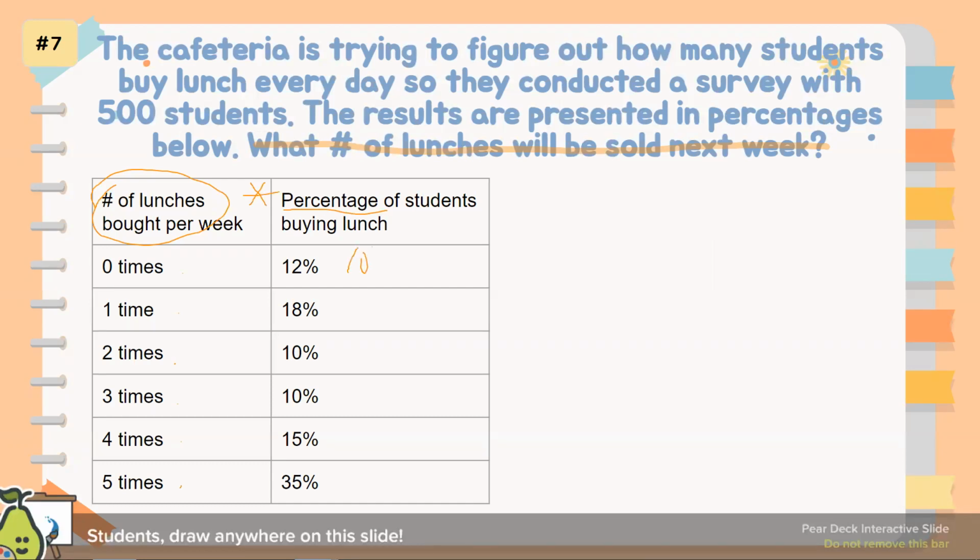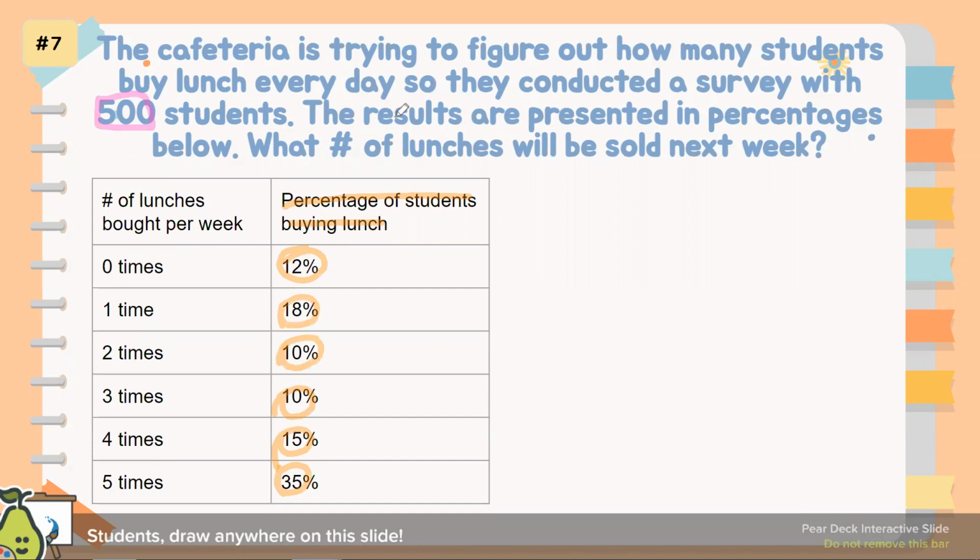So we're going to say 0 times 12%, as a decimal is 0.12. And if I do 0 times 0.12, that's going to give me, oops, just kidding, that's going to give me 0. What I want to do actually is figure out the percentage of students buying lunch. Here's all of my percentages out of the 500 students. And then I need to multiply it by the number of lunches bought per week. So my bad, hold up.